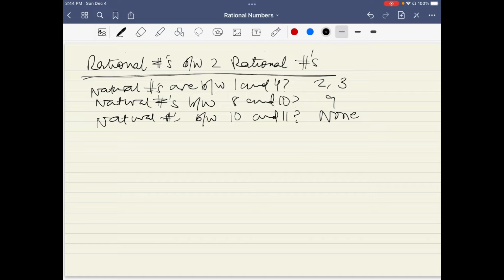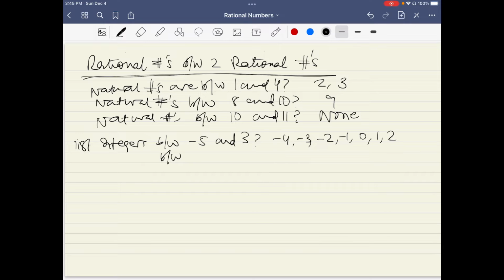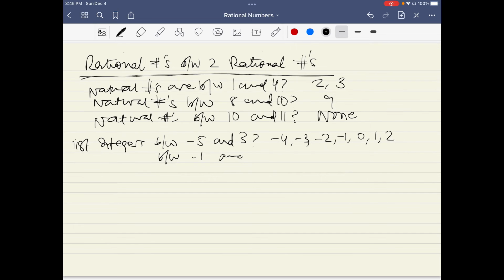0. There are none. Now, let's look at the integers. List all the integers between minus 5 and 3. It'll be minus 4, minus 3, minus 2, minus 1, 0, 1, and 2. Now, list all the integers between minus 1 and 1. It's just 0.